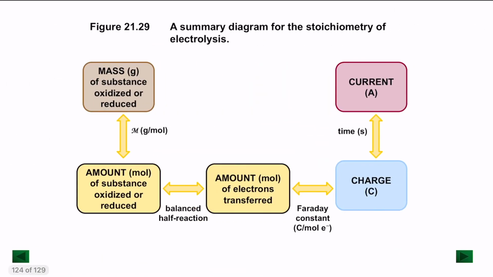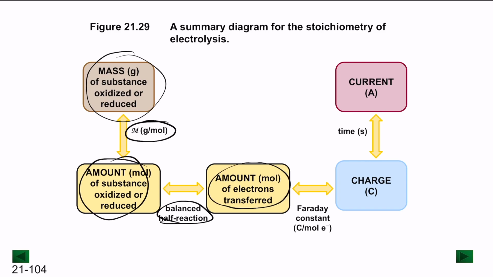First we take the mass of the substance that is oxidized or reduced and divide it by the molar mass, resulting in the number of moles. Using the balanced half reaction, we calculate the number of moles of electrons transferred. Finally, we multiply by Faraday's constant to calculate the charge, and that finally gives you the current.